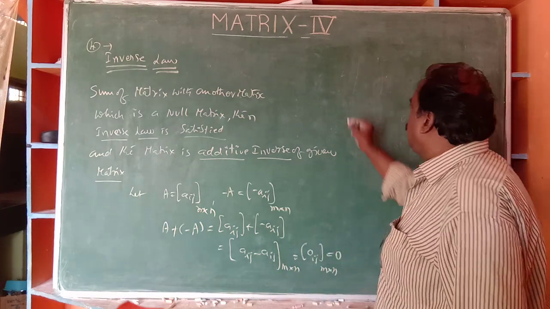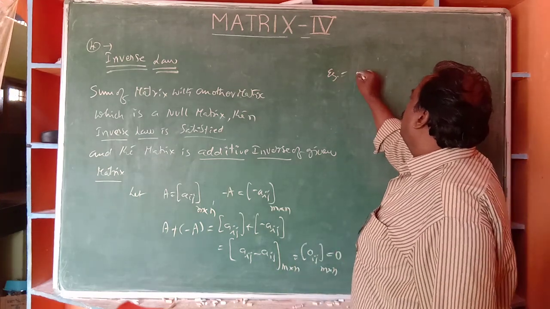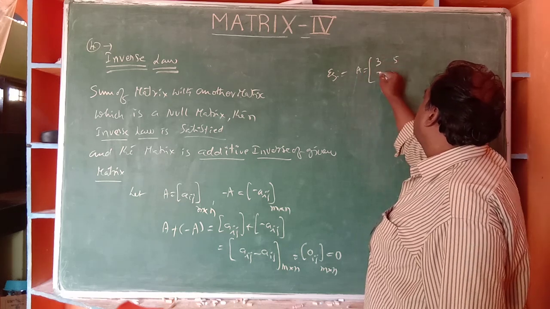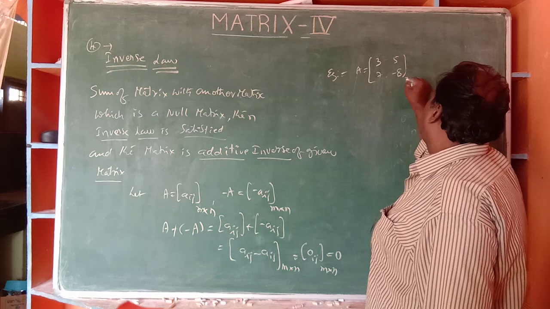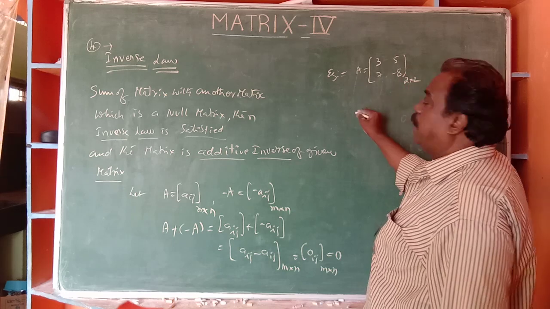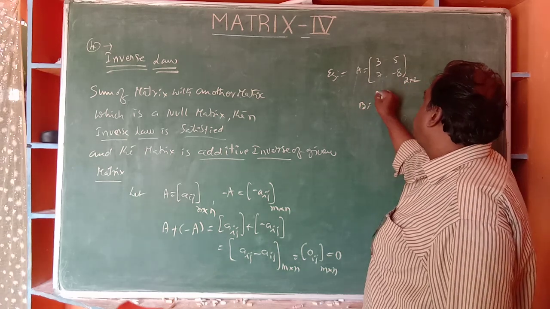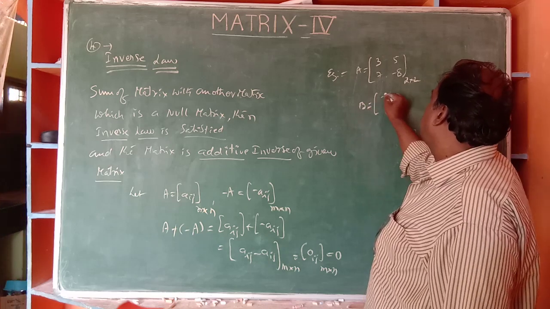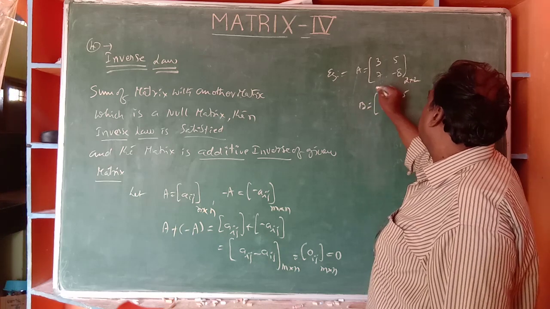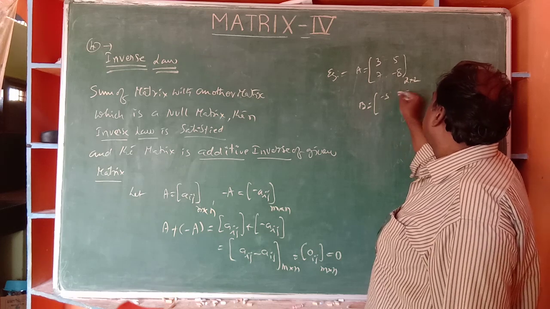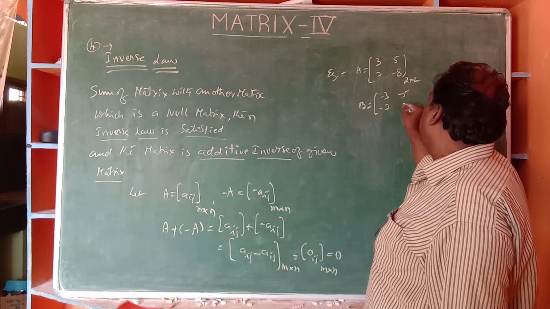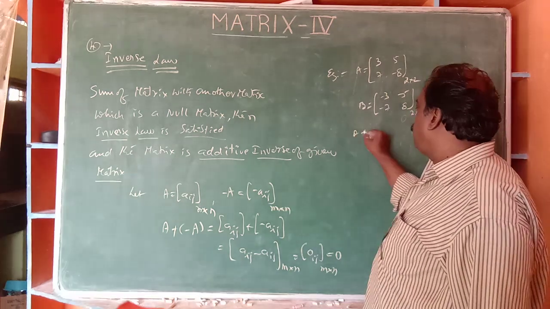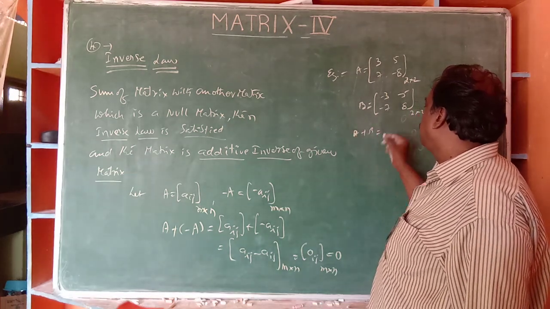Some example also I will give. A is equal to 3, 5, 7, minus 8. This is a 2 by 2 matrix. And B is minus 3, minus 5, minus 7, plus 8. It is 2 by 2. Then what is A plus B?